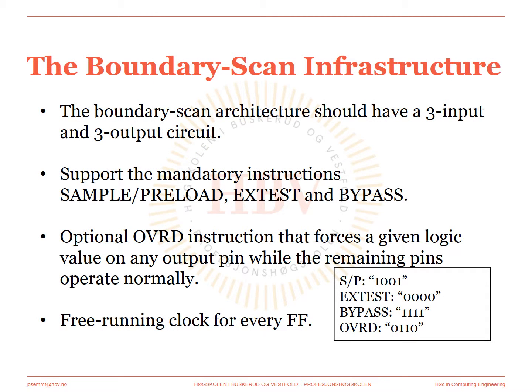The boundary scan infrastructure has 3 inputs and outputs, 4 instructions, and uses a free running clock. It implements the mandatory functions as well as the optional override instruction. The clock was designed to be free running to avoid gated clock according to the task specifications.